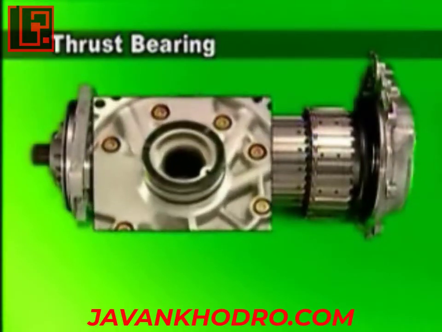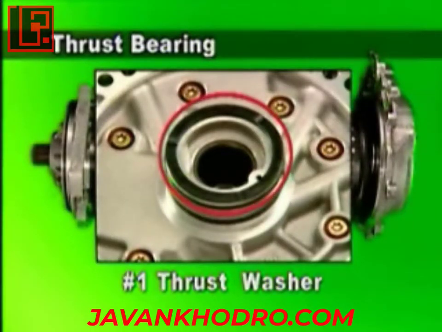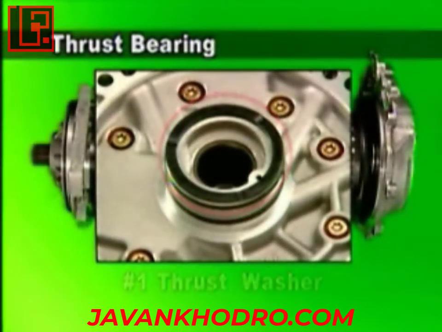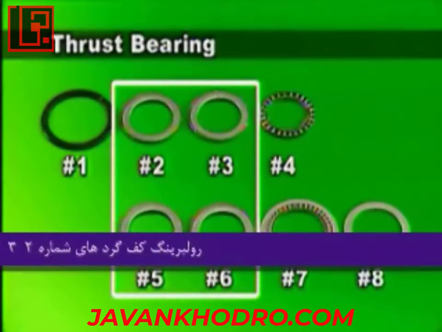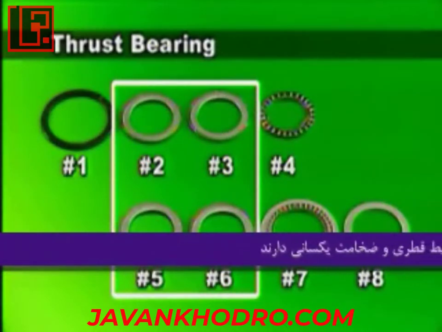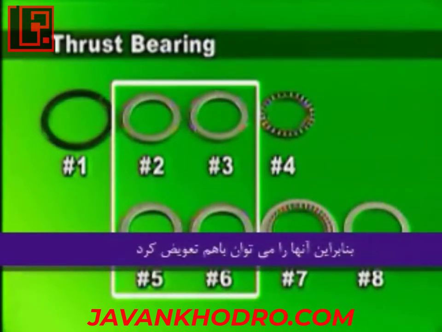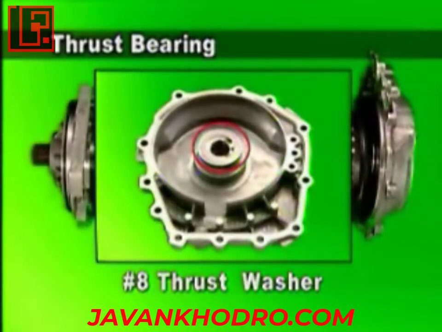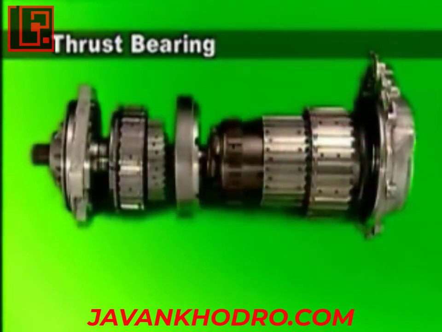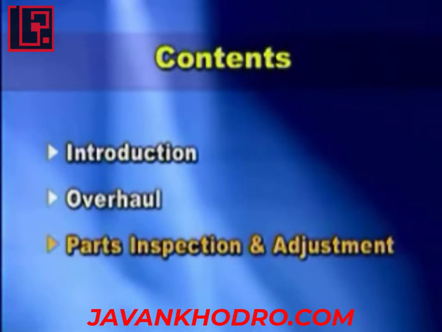Number 1 thrust washer is to adjust the end play of the input shaft. It's made of fiber and installed at the underdrive clutch. Thrust bearings of numbers 2, 3, 5, and 6 are identical in terms of outer diameter, inner diameter, and thickness, so they are interchangeable. Number 8 thrust washer is to adjust the end play of underdrive sun gear and installed between the rear cover and reverse clutch. Now, parts inspection and adjustment.